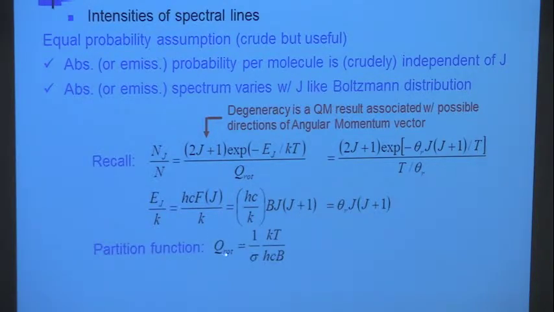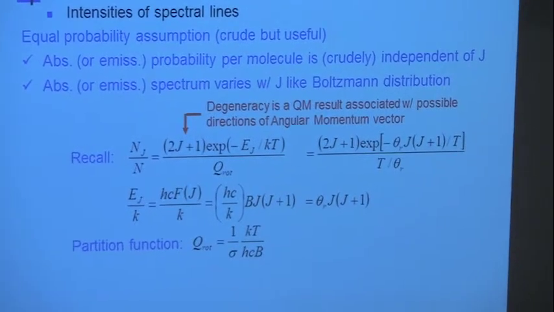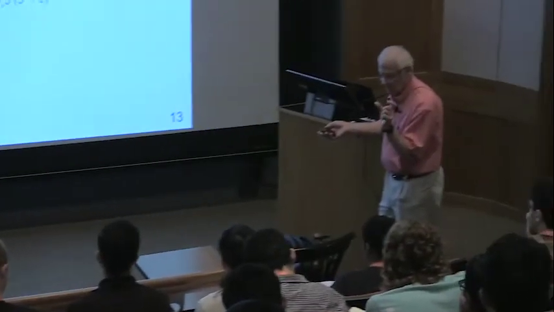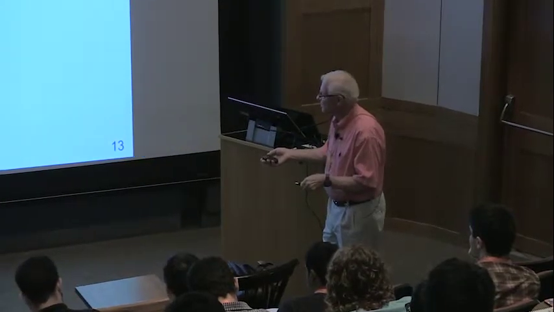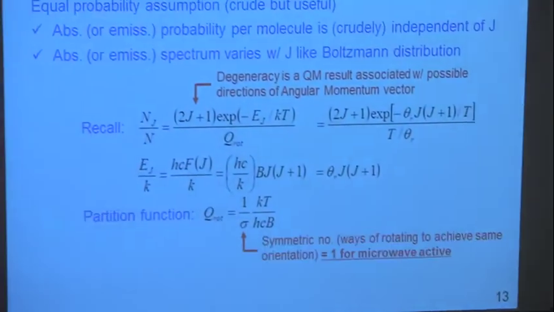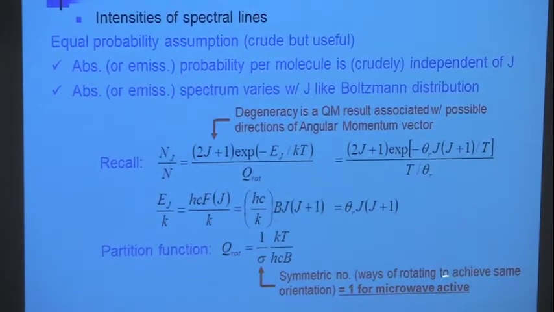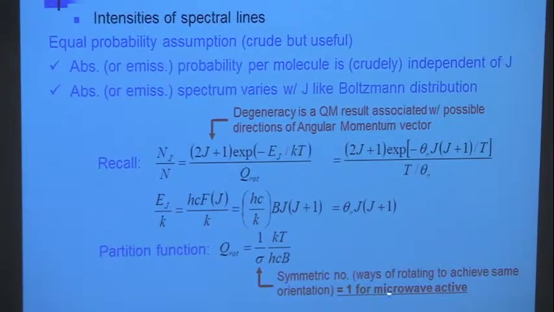Now the partition function is the sum over states. Sum over all of the fractional distributions, and you get this partition function, which is kT over hcB. And this has to do with the orientation, with how many ways I can turn this and it looks the same. For CO, when I turn it around, it looks different. But nitrogen, when I turn it, it looks the same. So you have to have a sigma of 2, all about statistics. That's the number of ways of rotating it to achieve the same apparent orientation.